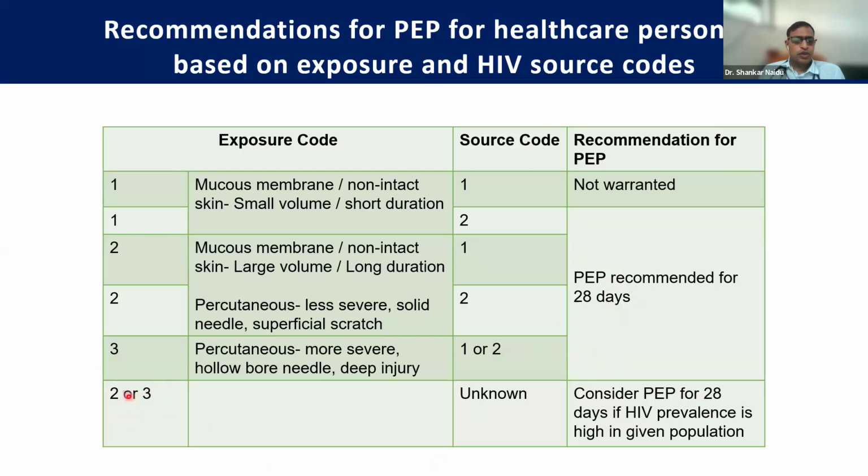If the exposure code is 2 or 3 and the status is unknown, so source code is unknown, then we can give an option to this patient, and the recommendation just says that we should consider giving PEP for 28 days if the HIV prevalence is high in that given population from where that particular person has presented. So if you think that the risk of having HIV infection in that particular patient is very high, then we should consider advising PEP for 28 days in this category.